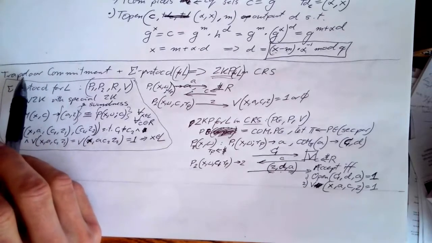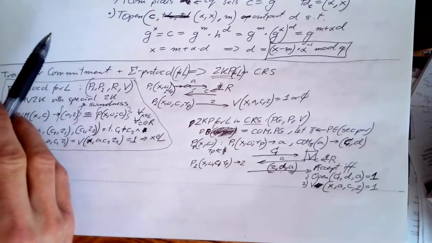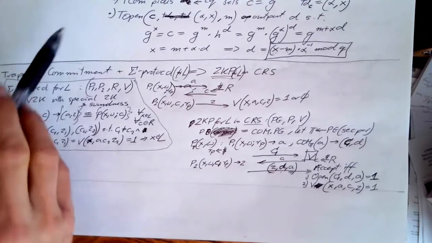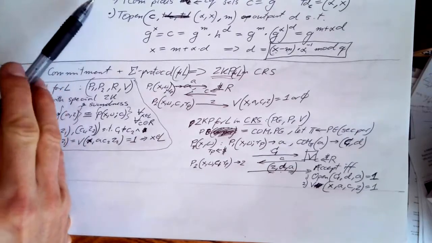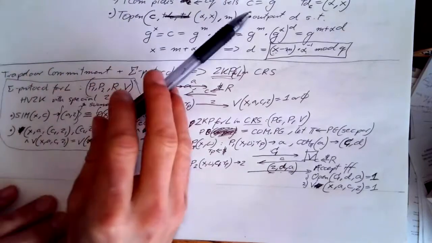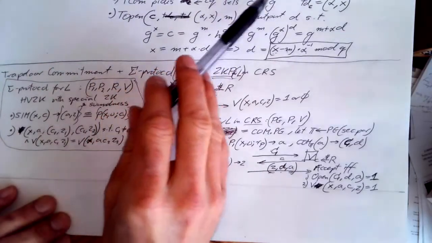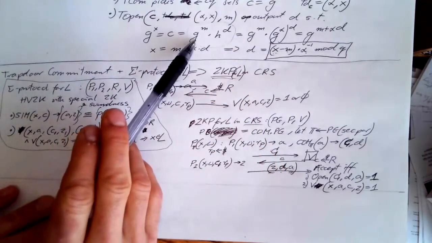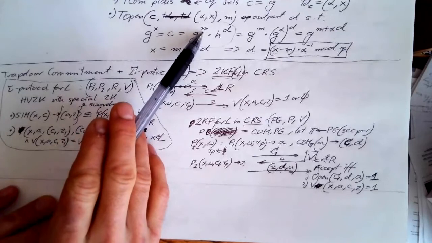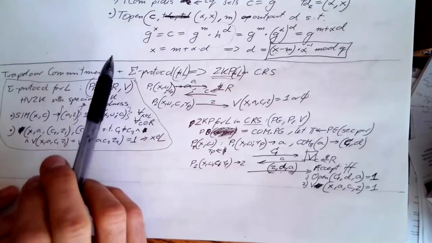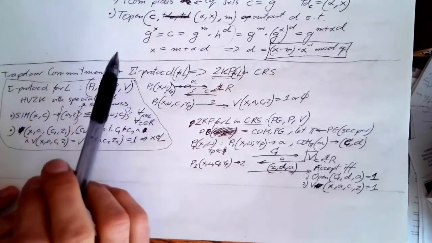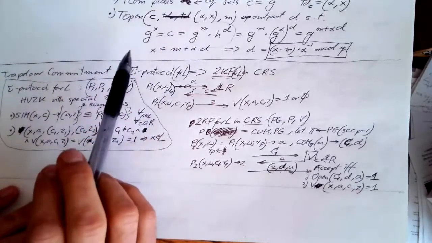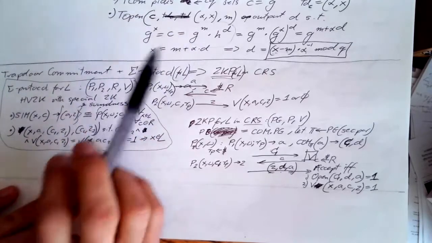Now, when I talked about the commitment, I said that you can have commitments which are perfectly hiding, like this Pedersen one, where commitments which look like this are distributed identically no matter what message you're committing to. In the Pedersen case, all random group elements, so in particular commitments to M, are identical to commitments to M prime for any M prime.